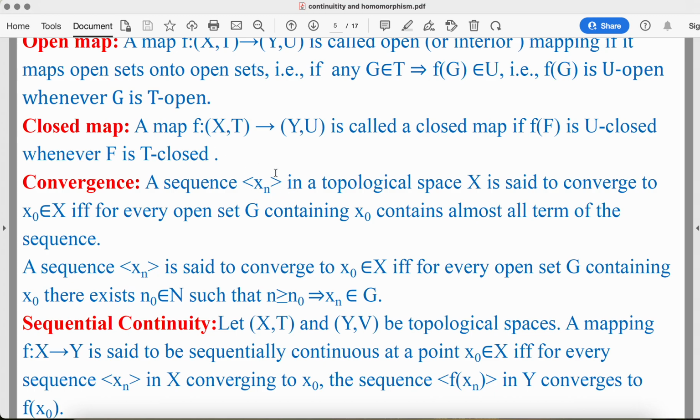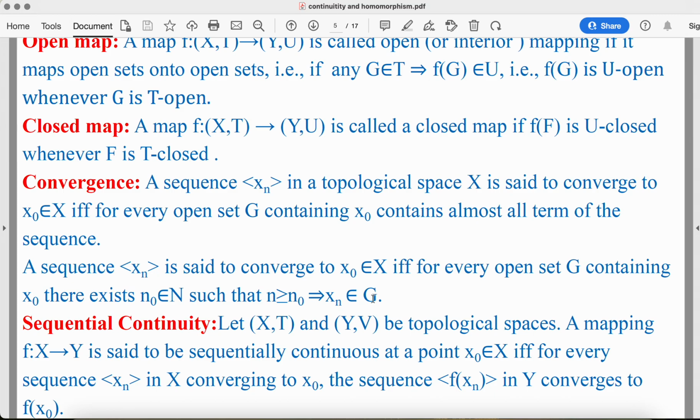Suppose x_n is a sequence in a topological space X. Then we say that this sequence converges to x0 belonging to X if and only if every open set G containing x0 contains almost all terms of the sequence. It means a sequence x_n is said to converge to x0 if and only if for every open set G containing x0 there exists n0 belonging to N such that for all n greater than or equal to n0, x_n belongs to G.